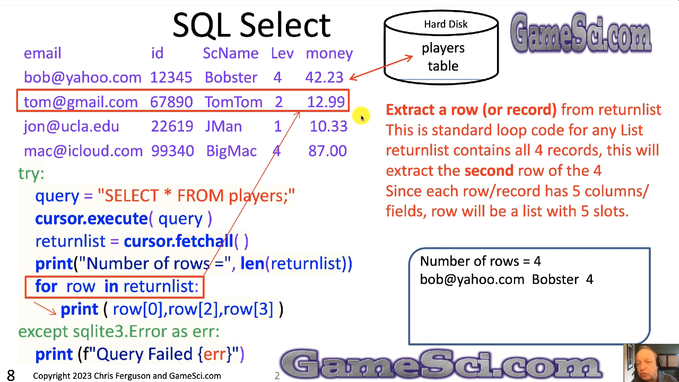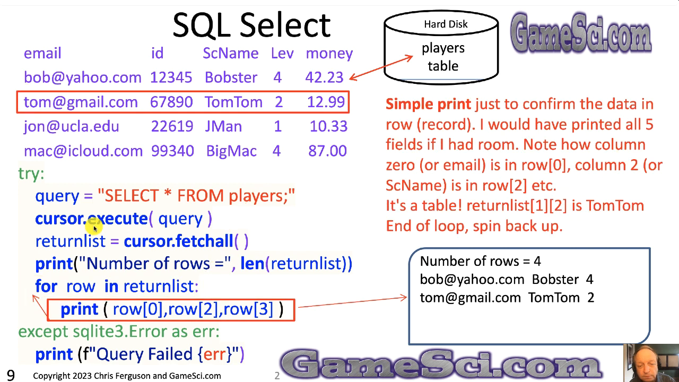We're going to extract a row or record from return list. This is standard loop code that works with any list. Return list contains 4 records. This will extract the second row of the 4 records. Since each row/record has 5 columns in it, row will be a list with 5 slots in it. The second time through the loop, it'll grab the second record. Print row 0, row 2, and row 3.